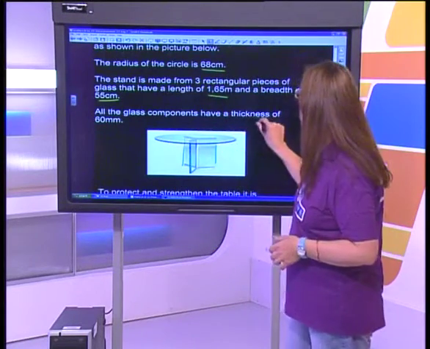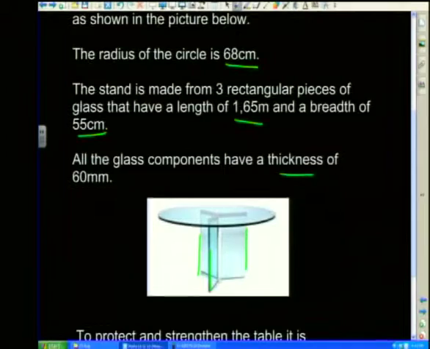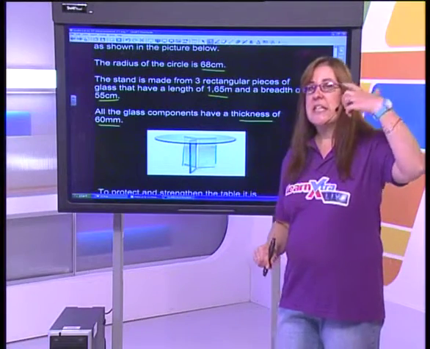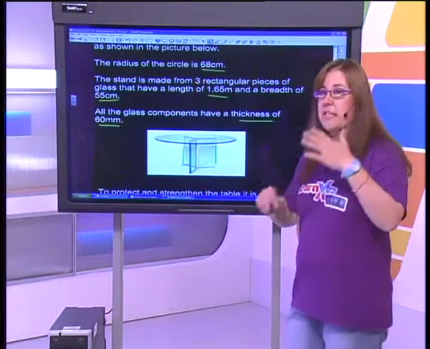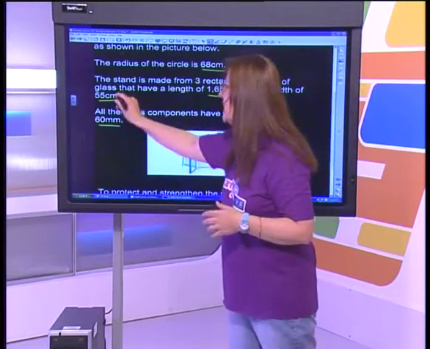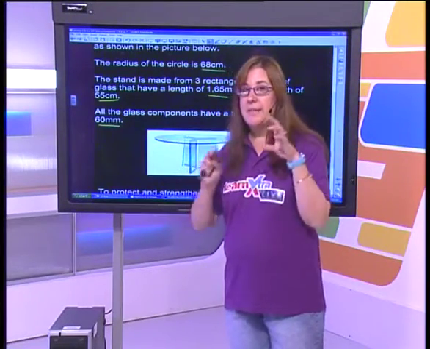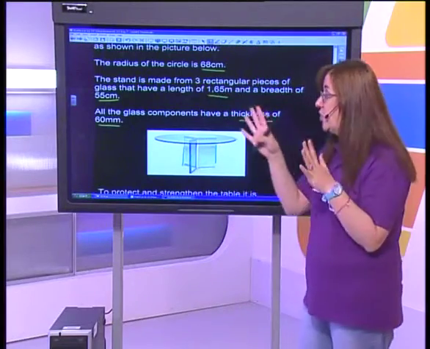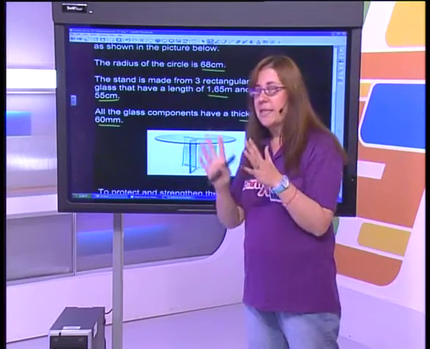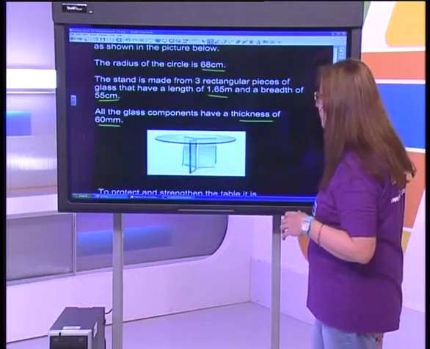The glass components have a thickness of 60 millimeters. Now, the first thing that is standing out in my mind is that we are dealing in meters, we're dealing in centimeters, and we're dealing in millimeters. And that's our bells going off, and that we need to change those. We're not going to change them quite yet. We'll change them as we need to.